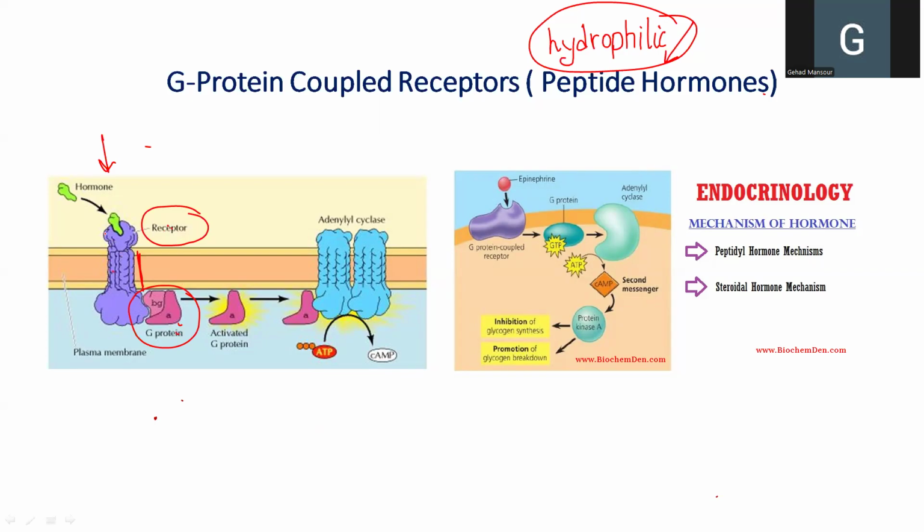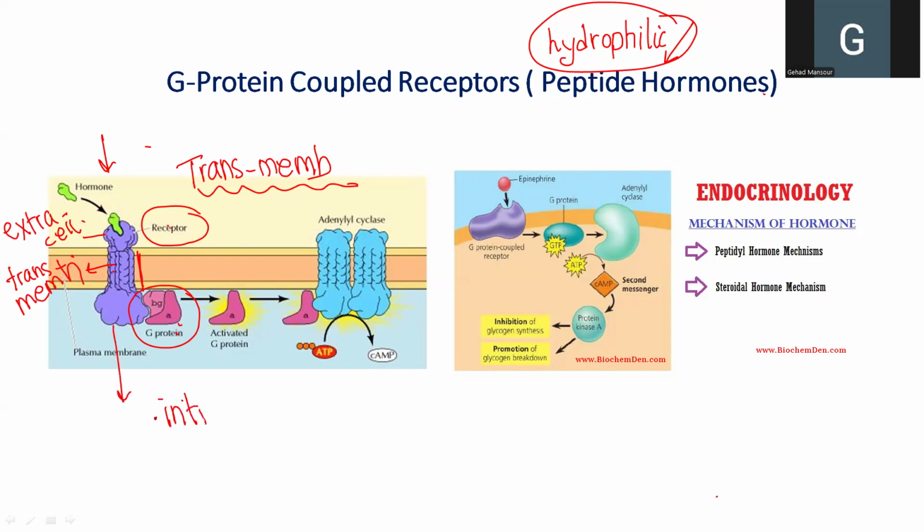You can also see that this receptor is a transmembrane receptor. So the G protein coupled receptors are transmembrane receptors because they span the whole thickness of the membrane. And you can see that we have an extracellular part, then a transmembrane part or intramembrane part, and then we have an intracellular part. So extracellular, intracellular, and in between them we have the transmembrane part.